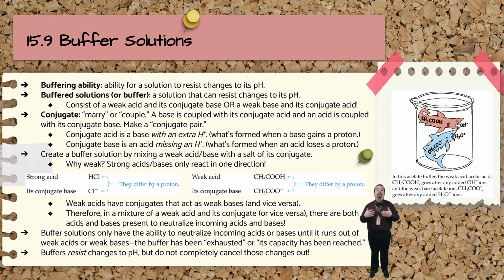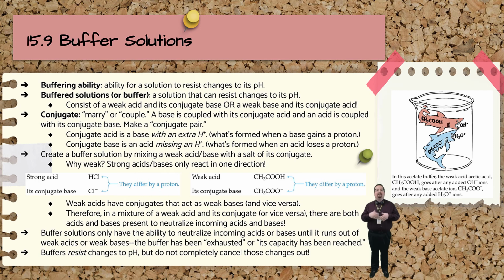Fortunately for us, blood is much better at resisting changes to pH than water is. This is known as its buffering ability. Any solution that has a buffering ability is called a buffer solution, or just a buffer. Buffers are made up of a weak acid or a weak base, and then its conjugate pair. So what is a conjugate? Some synonyms for conjugate are to marry or be coupled. A base is coupled with its conjugate acid, and an acid is coupled with its conjugate base. An acid with its conjugate base, or a base with its conjugate acid, make up a conjugate pair.